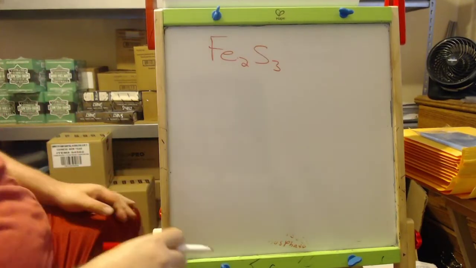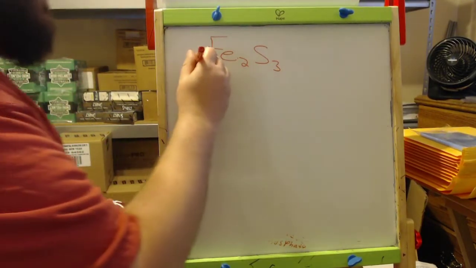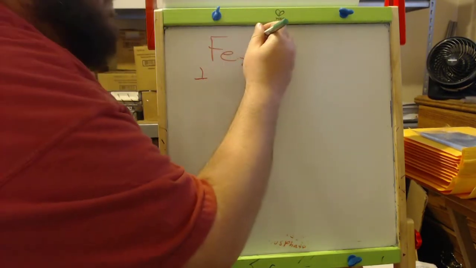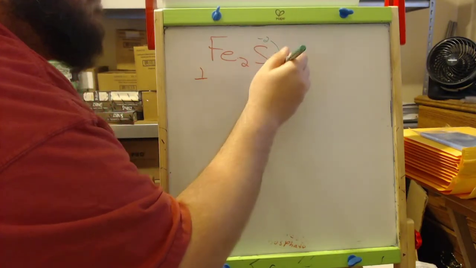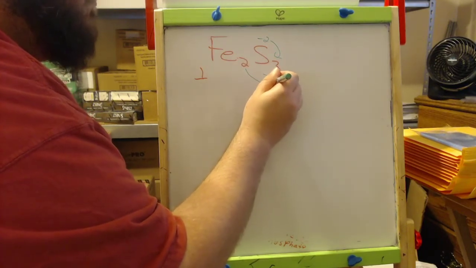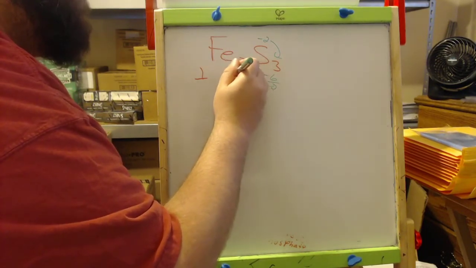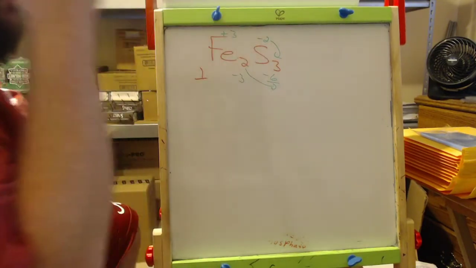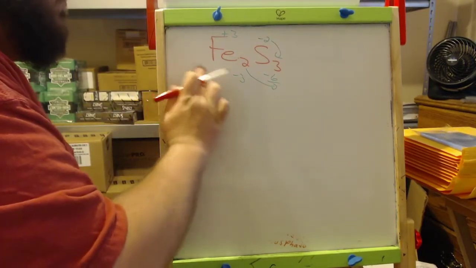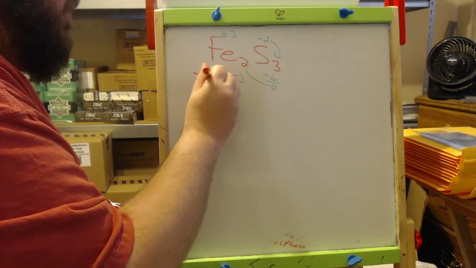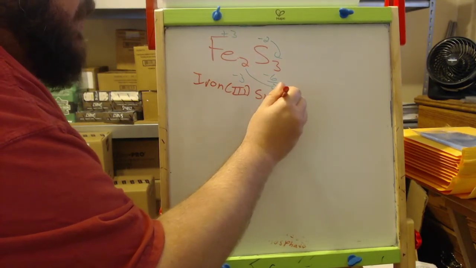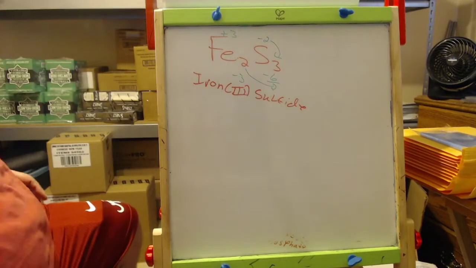If I were naming this, what we learned is this is a minus 2 charge. Minus 2 times 3 is minus 6. Minus 6 divided by the 2 gives me a minus 3. Turn it into a positive, and that's a plus 3. So this would be iron 3 sulfide. IDE because it's in its elemental form.